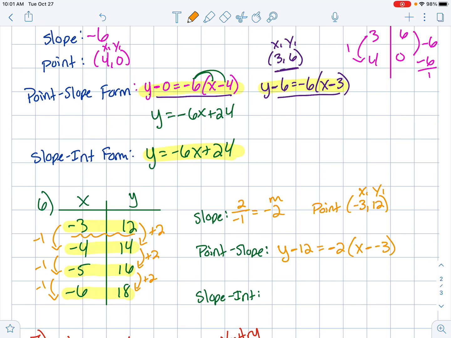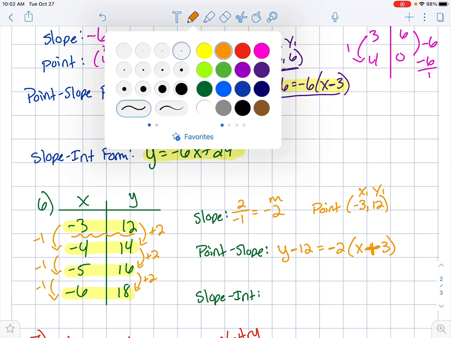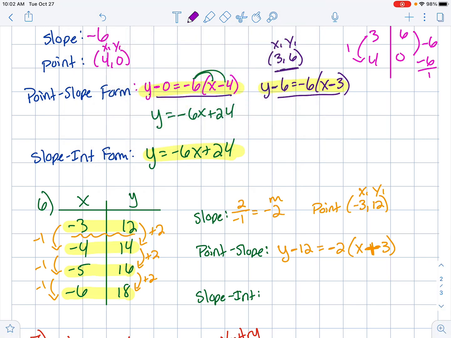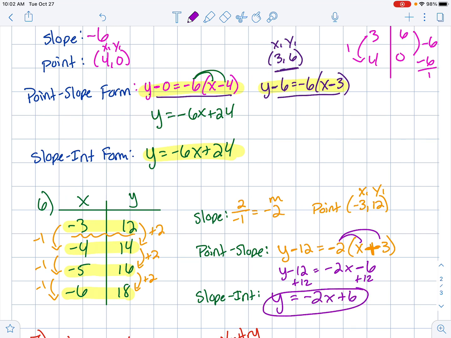Make sure you simplify this all the way. Since I have that minus minus, I'm going to bam bam it to get a plus on the inside. So there's your point slope form. Now I'm going to solve down to get y alone to get it in slope intercept form. So I'm going to distribute that -2. -2 times 3 would be -6. Watch your negatives. I'm going to add 12 to both sides. So my slope intercept form is y equals -2x plus 6. So there's your two answers for that one.